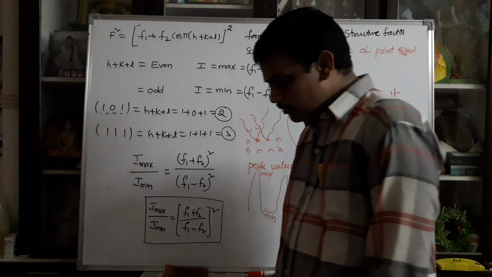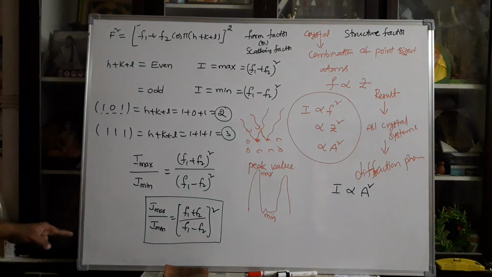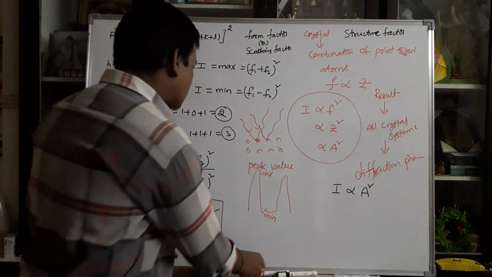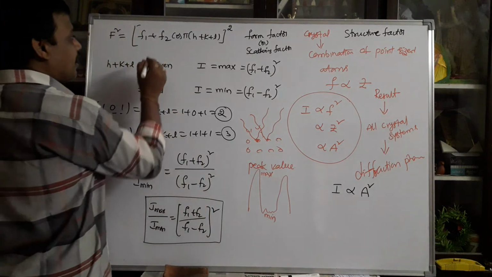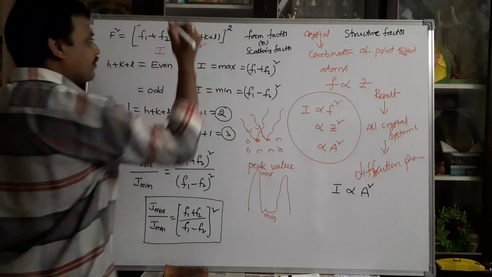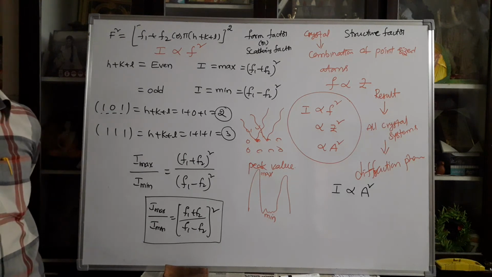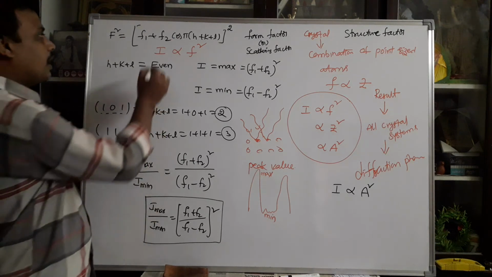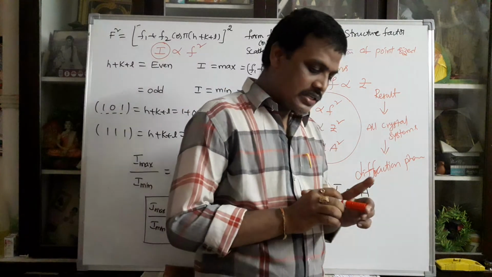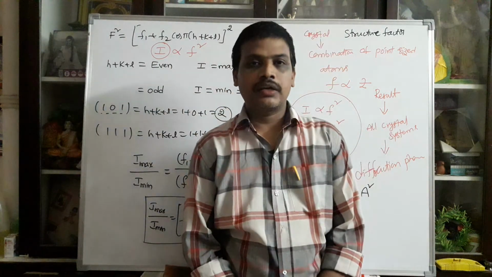How can the intensity of the diffracted rays be calculated? The intensity of the diffracted rays is always proportional to the square of the form factor. Once you know the form factor value, you can easily determine the intensity of diffracted rays. So the diffraction intensity is calculated from the form factor value.